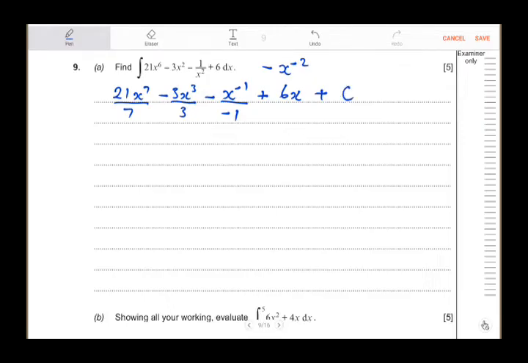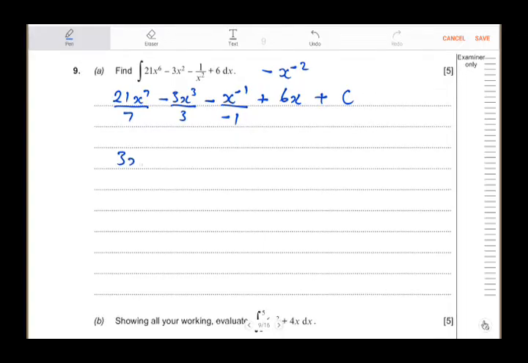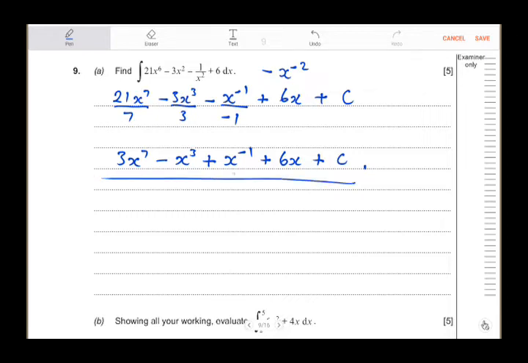Now, you need to tidy this up a little bit. So if we can simplify, we should. So 21 divided by 7, well, that's a nice 3x to the power 7. Minus 3 divided by 3 is minus 1, so it's minus x cubed. So that 3 divided by 3 just becomes 1. Minus x to the minus 1 divided by minus 1 is plus x to the minus 1, plus 6x, plus c. And that'll do. We can leave it like that. We could have rewritten that as 1 over x, but that's fine.